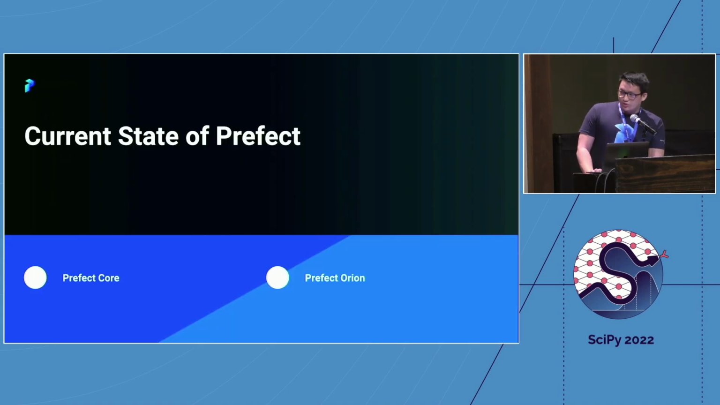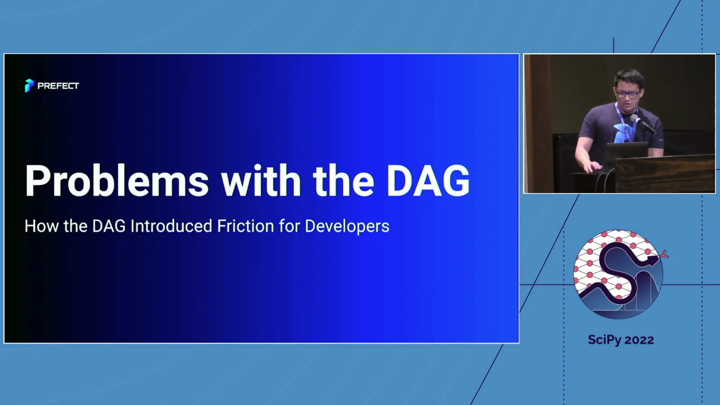So the current state of Prefect: there is Prefect 1, which is called Prefect Core, and we actually moved to Prefect 2, which is called Prefect Orion. If I say Orion or Prefect 2.0, it's pretty interchangeable. We built 2.0 from the ground up very recently. 2.0 is in beta right now, and maybe in the next week or two, it will be in general availability, but everyone can already use it. It's open source. You can just pip install, and I'll demo it.